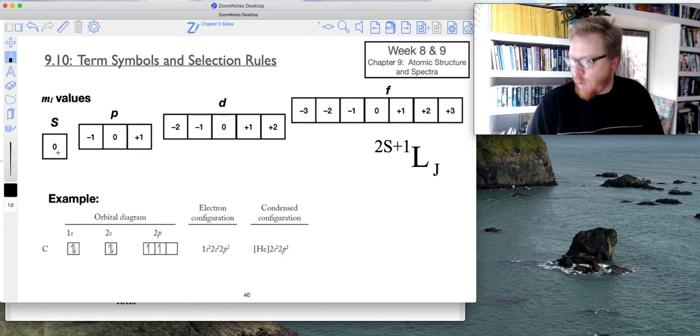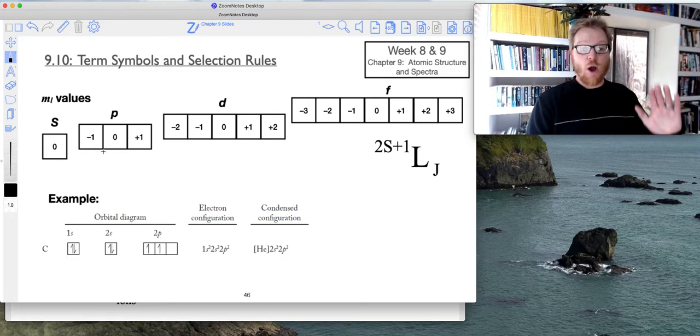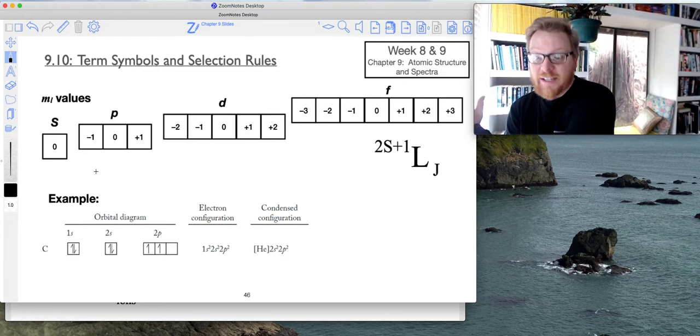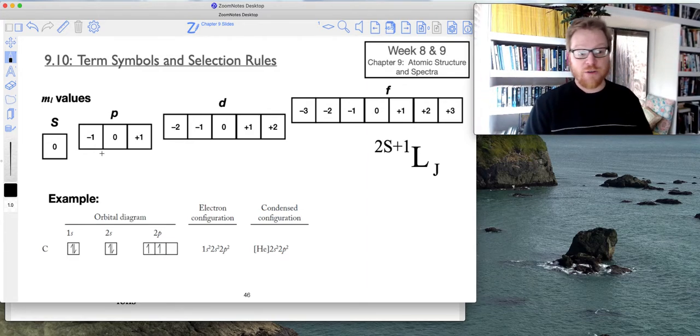So S, all ML values are 0, okay? For P, and this goes in order of how we would list the electron configuration from the periodic table. For P, we start at -1, 0, +1, okay? For D, -2, -1, 0, +1, +2. And for F, right, you can see it, -3 all the way through +3.